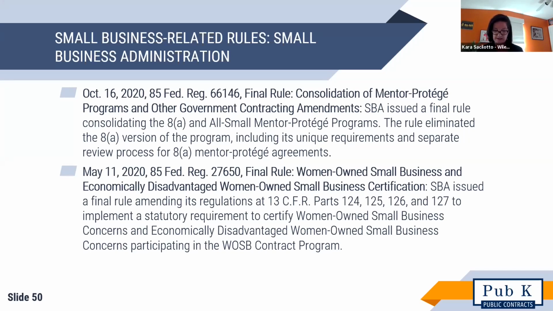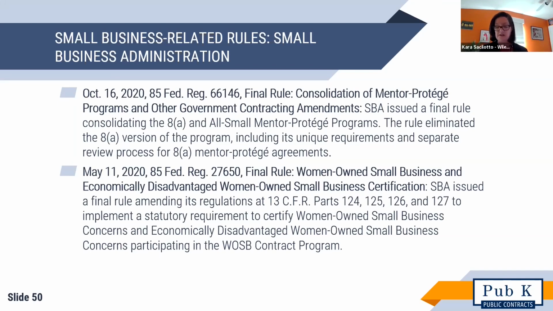The second bullet relates to an SBA final rule to implement a statutory requirement to certify women-owned small business concerns and economically disadvantaged women-owned small business concerns participating in the women-owned small business contract program. Before these rules, these small businesses self-certified their status. Now, in lieu of self-certification, there is SBA certification. SBA will accept certification from certain identified government entities or certification by certain SBA-approved third parties.